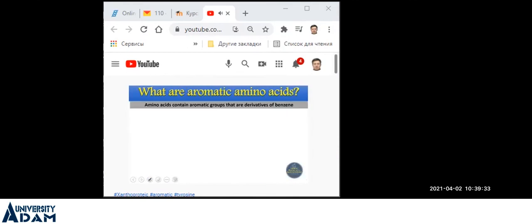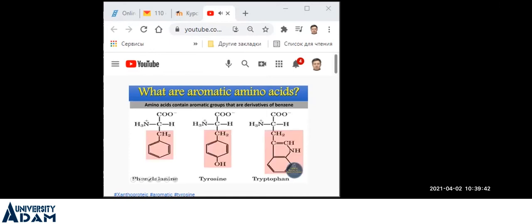So what are aromatic amino acids? Any amino acid which contains an aromatic group as an R group, that is a derivative of benzene. These are the 3 amino acids: phenylalanine, tyrosine and tryptophan. Already I have told you this is the alpha carbon, this is the alpha carbon, this is the alpha carbon, because the alpha carbon has the NH3 group. So this is the alpha carbon and this is the R group. These 3 amino acids have an aromatic benzene derivative as the R group. This is phenylalanine, which has this R group, tyrosine has this R group, and tryptophan has this R group.